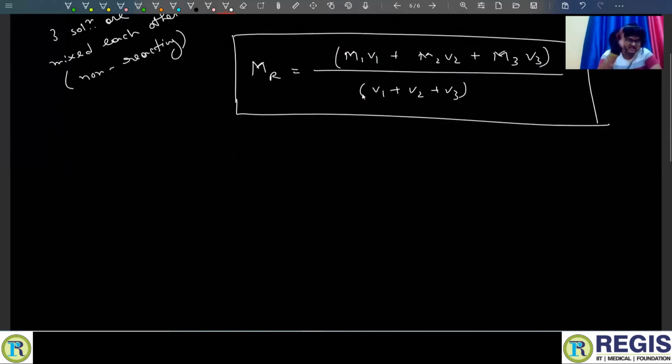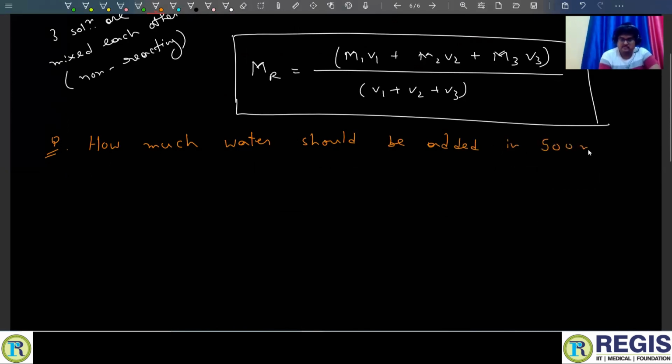Just giving you one question. Just a very easy question. Try to solve it yourself. How much water should be added to 500 ml of semi-molar HCl solution to make it decimolar?